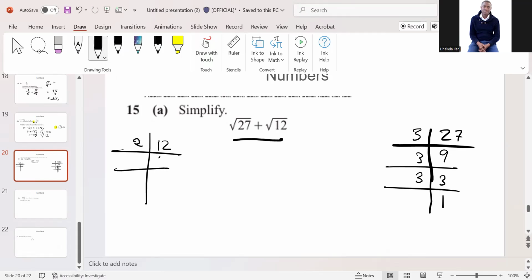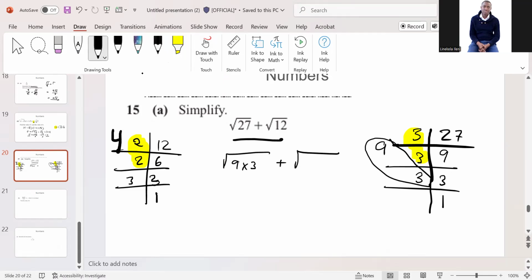2 into 12 is 6. 2 into 6 is 3. And 3 into 3 is 1. Now you see here, 2 times 2 is 4, and 4 is a square number. And here, 3 times 3 is 9, and 9 is a square number. Now I can rewrite these things. 9 times 3 will give me 27. So I can rewrite it and say 9 times 3 is 27, plus 12 will now be 4 times 3.